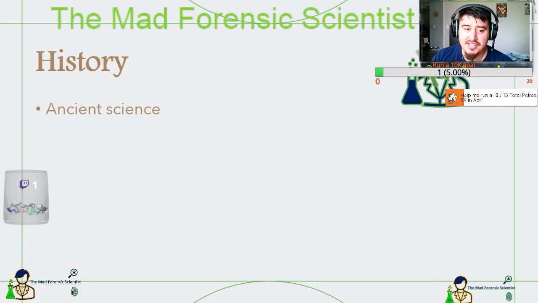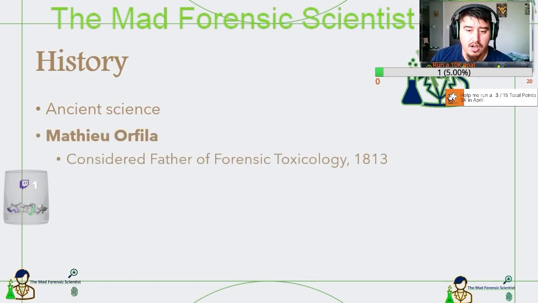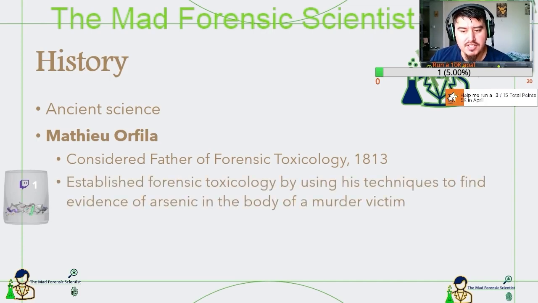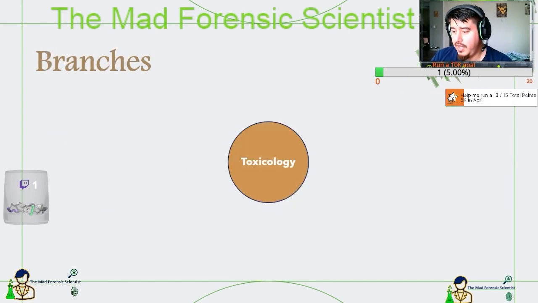It's ancient science. Actually, it goes back pretty far. But more recently, I'd say in the 1800s, Orfila, who's considered the father of forensic toxicology, established forensic toxicology by using his techniques to find evidence of arsenic in the body of a murder victim. So he applied toxicology. That was one of the first times it was applied to legal death investigation.